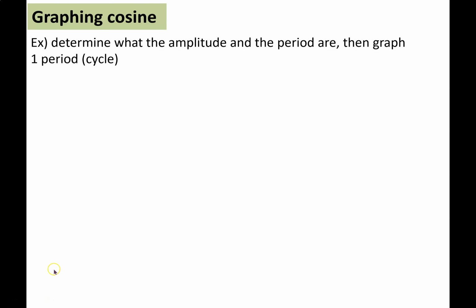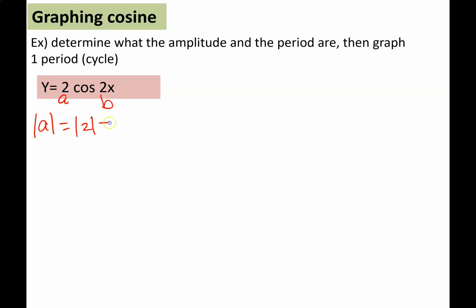Here's another example. Now we're going to determine what the amplitude and the period are. Then we're going to graph one period or one cycle of the equation. All right, so now we have y equals 2 cosine 2x. Let's go ahead and identify the a value. The a value is going to be 2, and my b value is going to be 2. And therefore, the amplitude is the absolute value of a, which is 2.